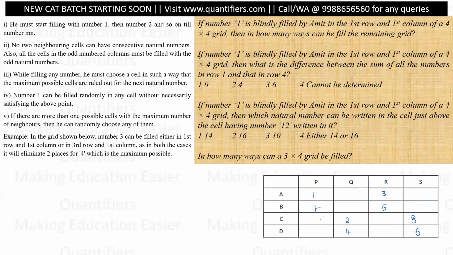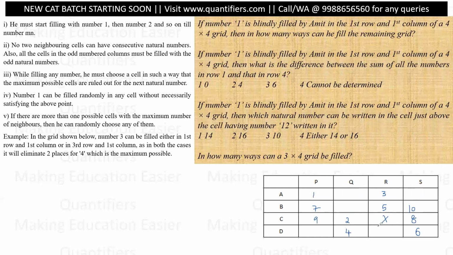Now 9 cannot be filled here. 9 can be filled only in these 2 places. So obviously I will fill 9 over here because it eliminates this place for 10. While filling the 9 here will not eliminate anything. All right, now I have to fill 10. So 10 can come here or 10 can come in these 2 places. Here this place is not eligible for 10 because this is a neighboring cell. So 10 is filled over here obviously because it will eliminate one place. So 10 is filled over here.